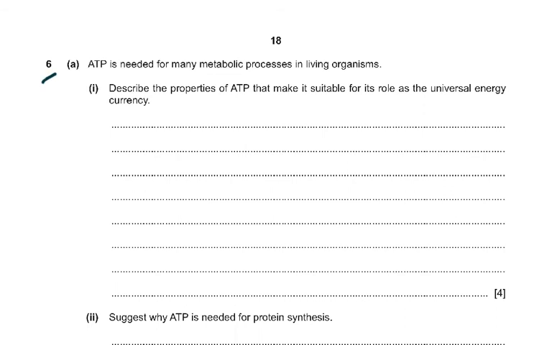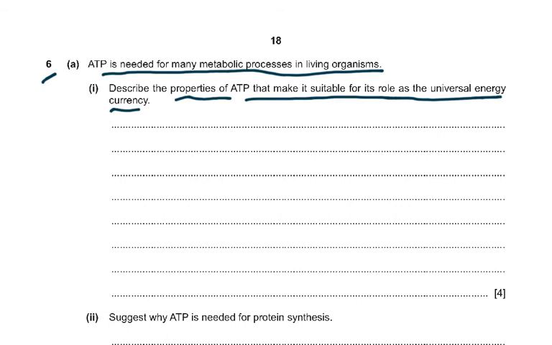And coming to question number 6, ATP is needed for many metabolic processes in living organisms. Describe the properties of ATP that make it suitable for its role as a universal energy currency. Very easy, it comes in many papers. It is water soluble, easily transported around the cell. ATP loses the phosphate group. It is hydrolyzed by ATPase. So ATP is a stable molecule, releases energy immediately in small packets, and can be recycled or regenerated. So very easy points, and I'll just go through it once again with you.